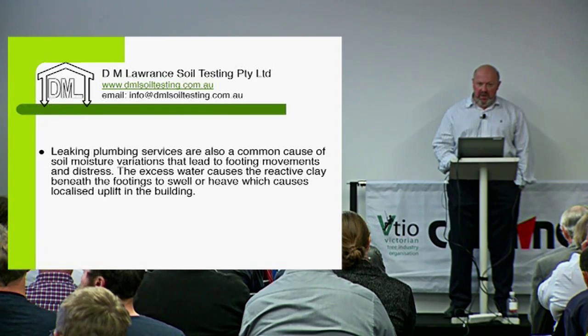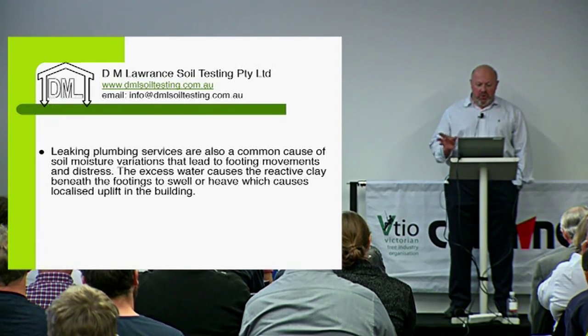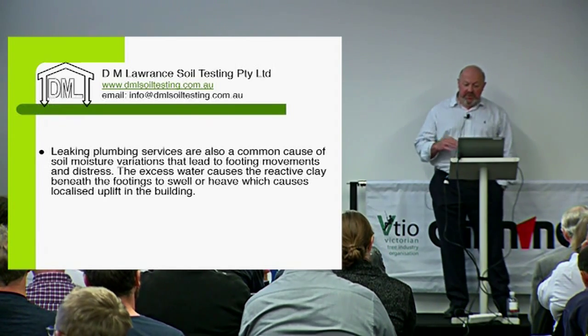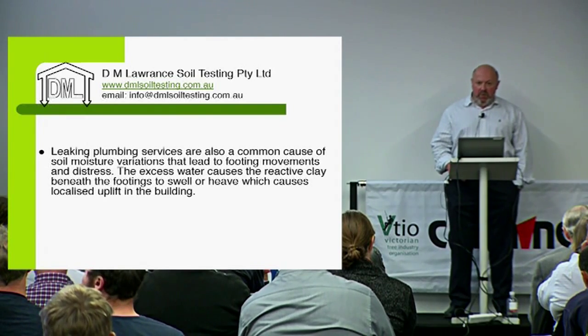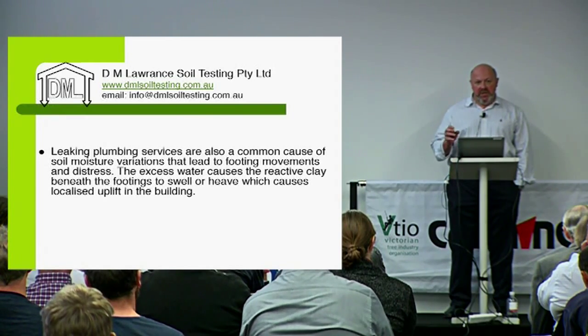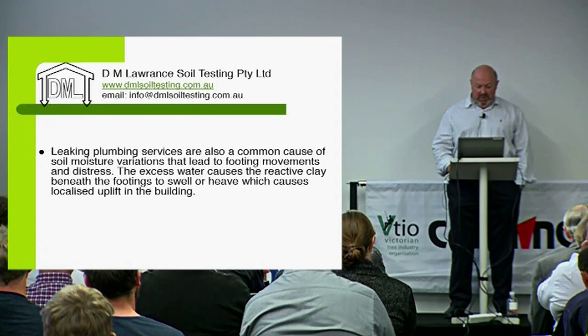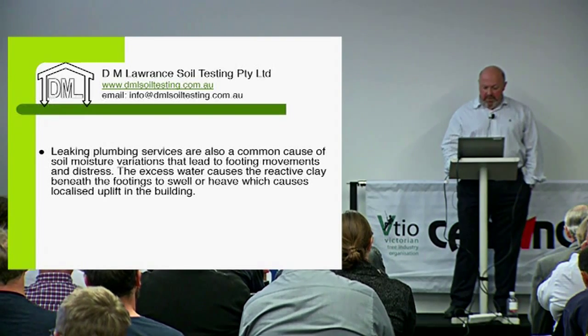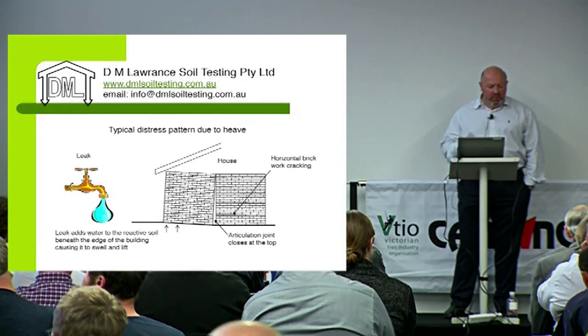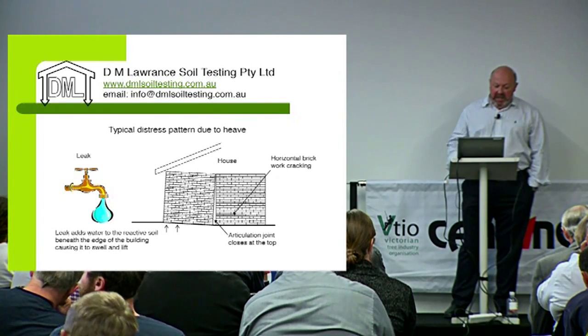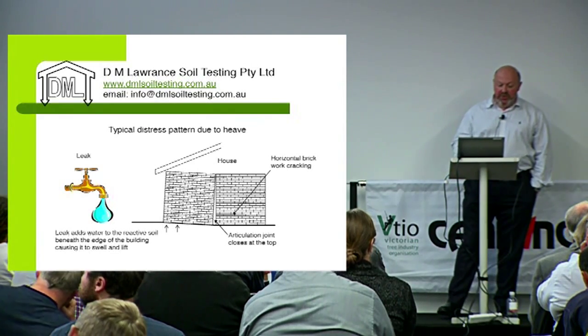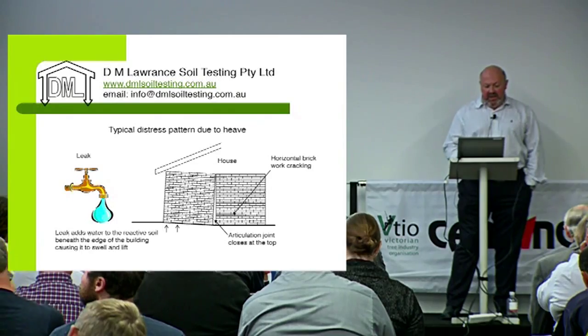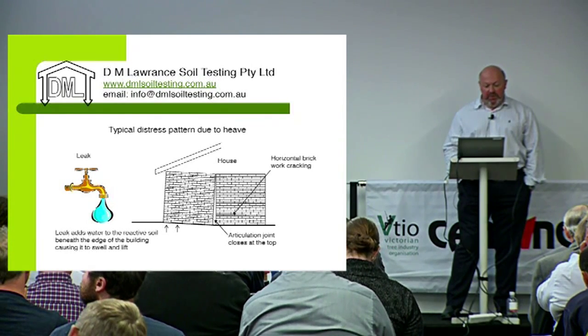Probably just as important in terms of the soil being too dry causing damage, we also get a lot of houses where we get local build-up of moisture and it causes the clay to swell or heave, and that can cause damage as well. This is a typical crack pattern when you've got a leak coming in one side or poor site drainage causing the clay underneath the outer side of the building to become wet.